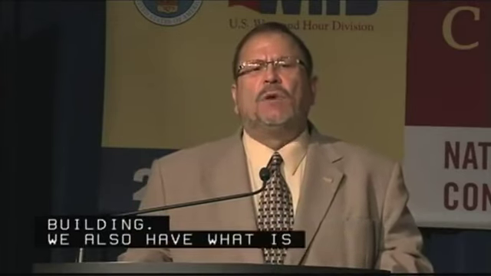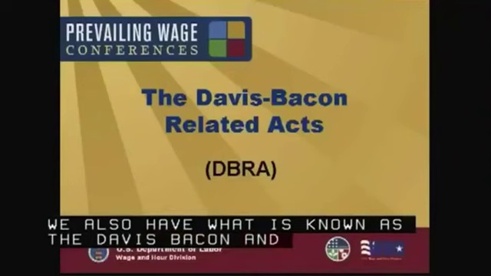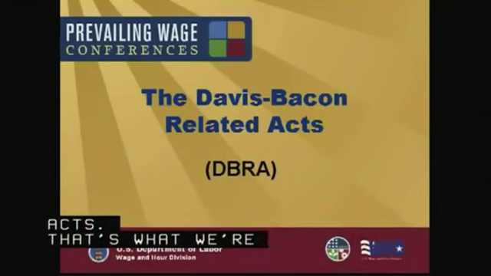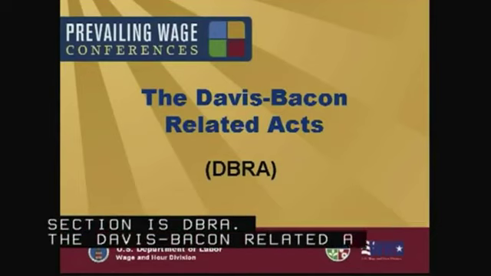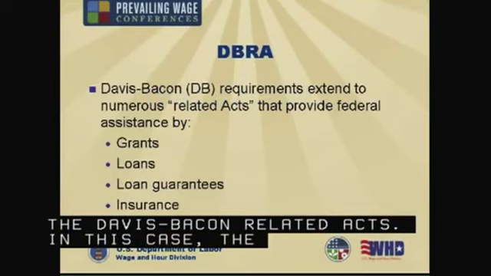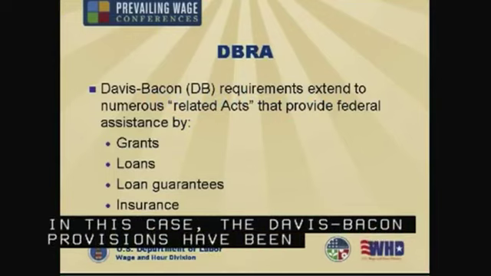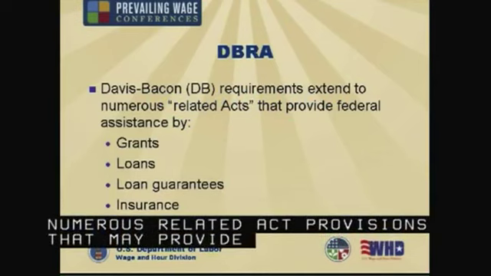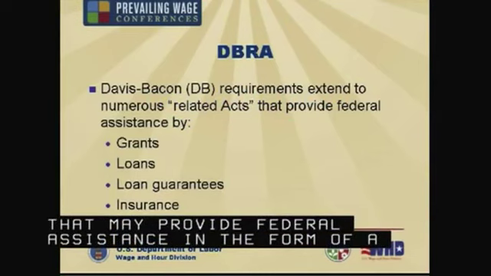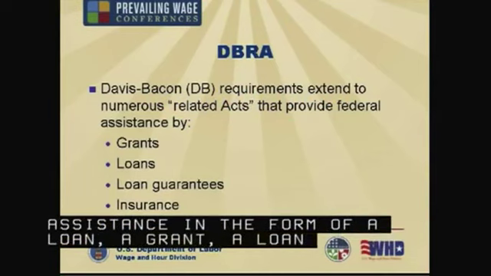We also have what is known as the Davis-Bacon and Related Acts, and that's what we're going to move to now. The acronym we use for this section is DBRA, the Davis-Bacon Related Acts. In this case, the Davis-Bacon provisions have been extended to numerous Related Act provisions that may provide federal assistance in the form of a loan, a grant, a loan guarantee, or insurance.